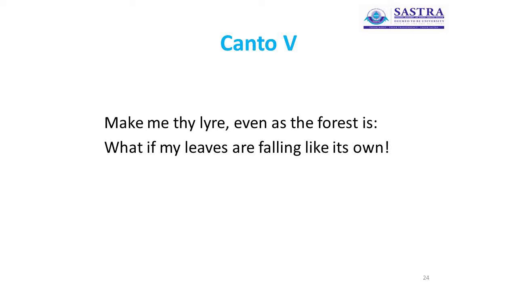And he is also saying that this lyre will be playing a music of its own if you lift me as a lyre. And then what if my leaves are falling like its own? Like we see in the beginning of the poem, he said that the autumn season brings in the west wind, which makes the old leaves fall from the trees and is driven away. Now here he says, likewise the leaves of my life are also falling down. And he asks the question, what if my leaves are falling?